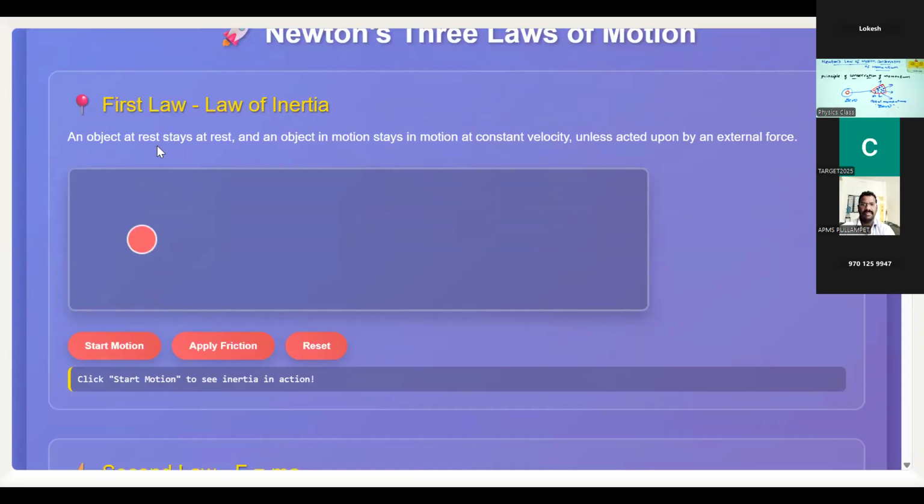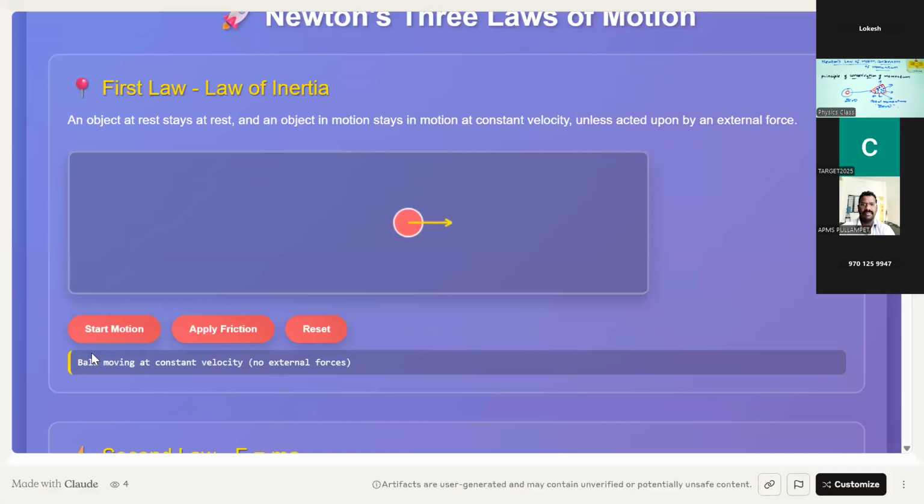See, in the first paragraph, the first law, that is also known as the law of inertia. Which means an object at rest stays at rest, and an object in motion stays in motion at constant velocity unless acted upon by an external force. Now I will start the motion. The object goes. There is no external force, so that object stays at rest unless acted upon by a force.